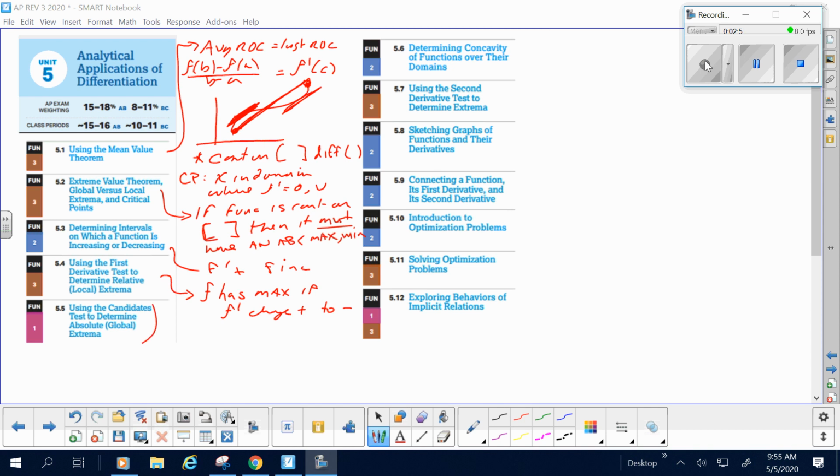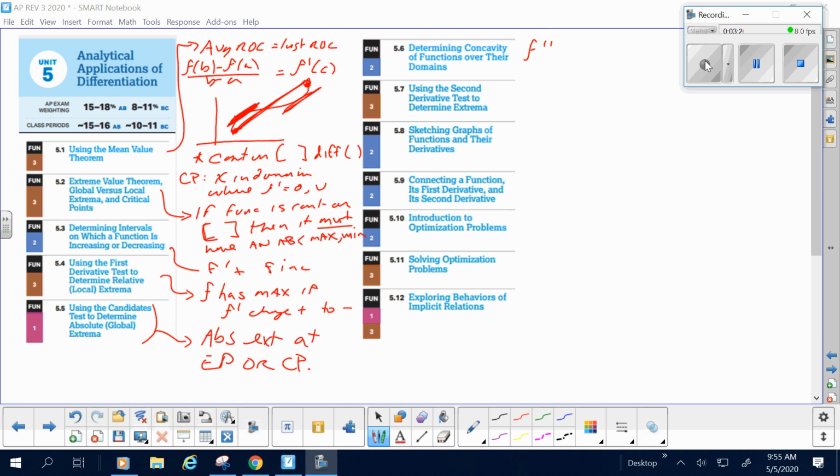Candidates test to determine absolute extrema. That's the second part of the EVT. Absolute or global extrema must happen at endpoints or critical numbers. Those are the only candidates for where absolute extrema could occur. Concavity, we know that concavity comes from the sign of f double prime.